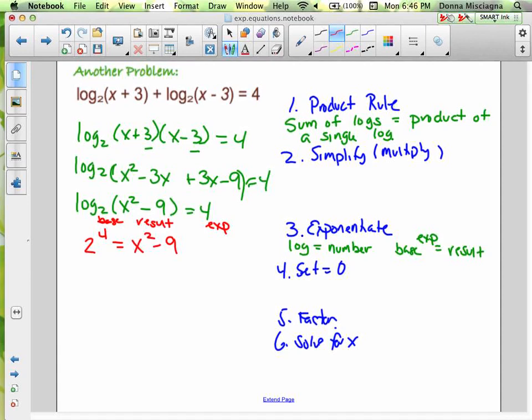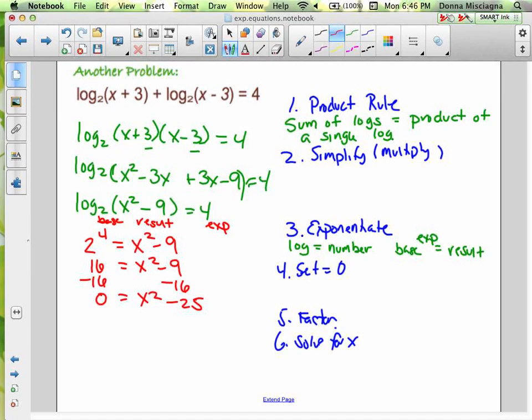Right, now we need to simplify that and then set everything equal to 0. So 2 to the 4th is going to be 16. So we have 16 equals x squared minus 9. Subtract 16 from both sides so we get everything on one side. And somehow I've changed from writing in green to writing in red, but I guess that's okay. 0 equals x squared minus 25.